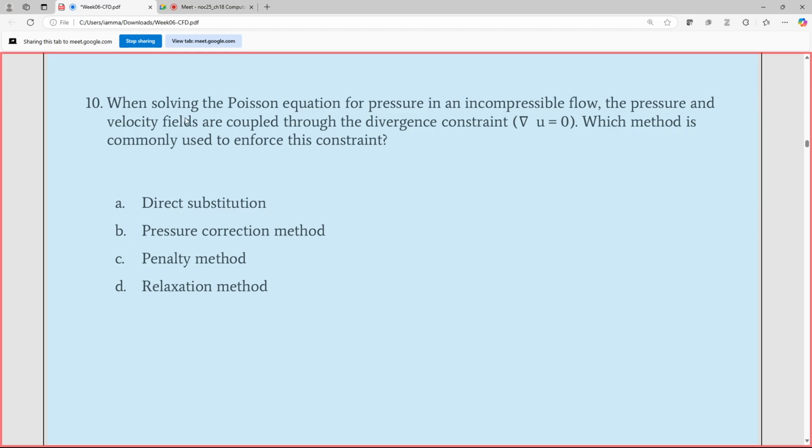Moving on to next question. When solving the Poisson equation for pressure in an incompressible flow, the pressure and the velocity fields are coupled through the divergence constraint, that is delta U is equal to 0. Which method is used to enforce this constraint? Options are option A, direct substitution, option B, pressure correction method, option C, penalty method, option D, relaxation method.